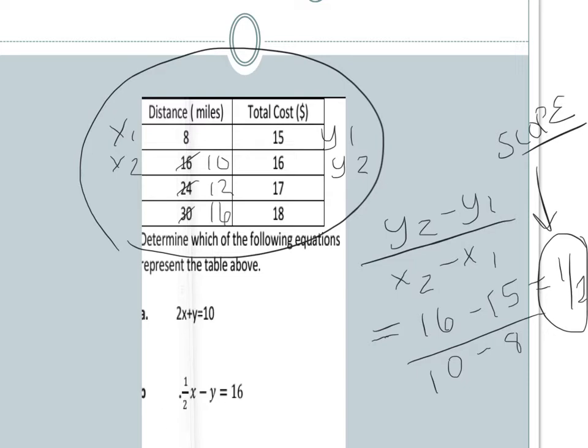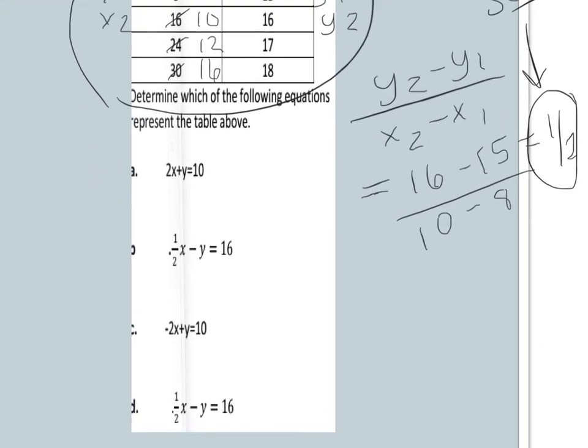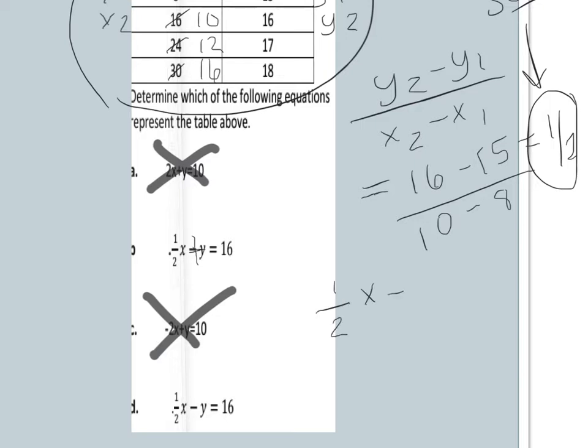Okay, so now we're given a bunch of equations over here. And looking at it, I can already get rid of A and I can get rid of D. The reason why is that my slope is a 2 and I want a positive 1/2. So now we're between B and C. Now there is a typo as well. I'm so sorry for this. This is going to be an x plus y. So the first equation I want you to write is 1/2 x plus y equals 16.